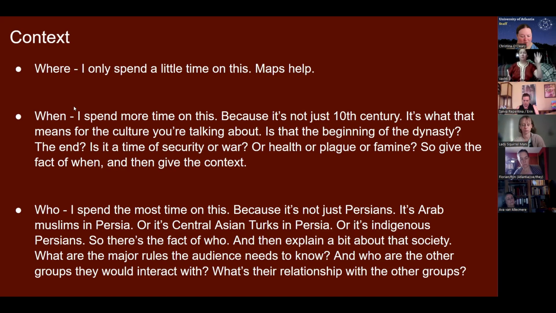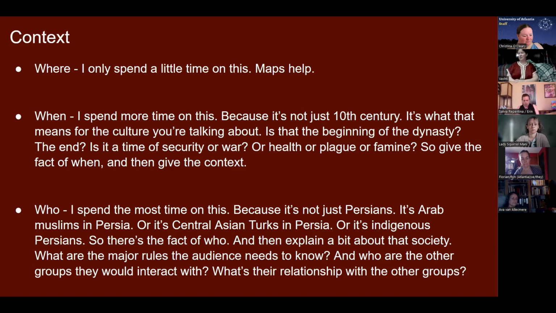And then, so where, when, and who, your context. Who is what I spend the most time on. Where is a map. I spend almost no time on it. I show them the map. I barely say anything about it. It just gives them a sense of where we're talking about. I talk about when a little bit more for context, but then who gets probably 3 or 4 sentences instead of just 1 or 2.